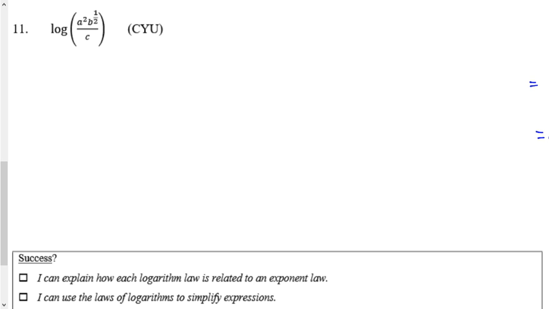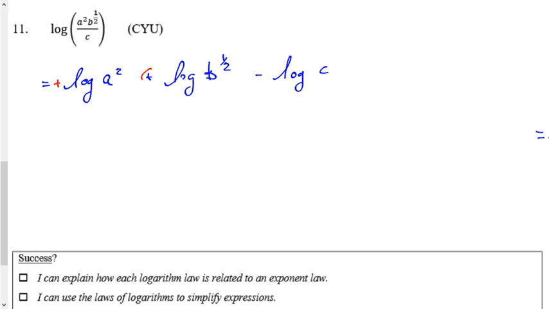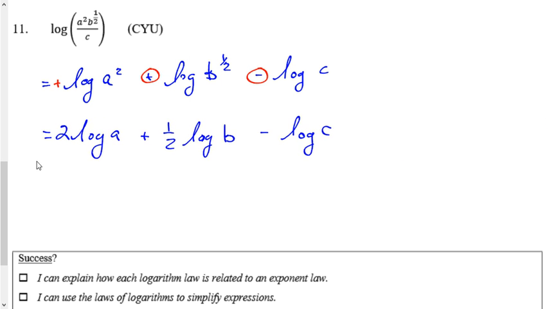Well, here you can see my first step. Any parameter that was in the numerator or factor, the a squared and the b to the half, those end up being positive logarithms. And the parameter that was in the denominator gives me a negative logarithm. And then again, the exponents that are inside the logarithm, I can multiply out in front to get 2 log a plus 1 half log b minus log c. And again, we've separated out our expression so that we have a log a, and we have a log b, and we have a log c as the instructions we were given.